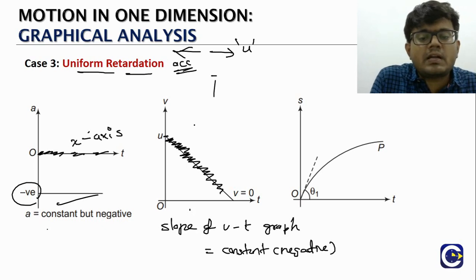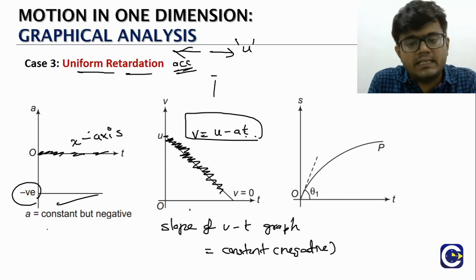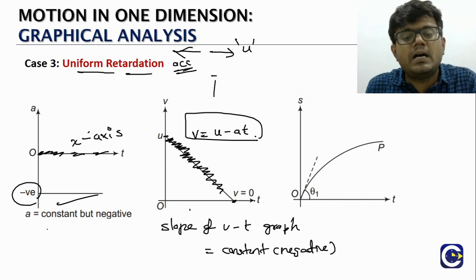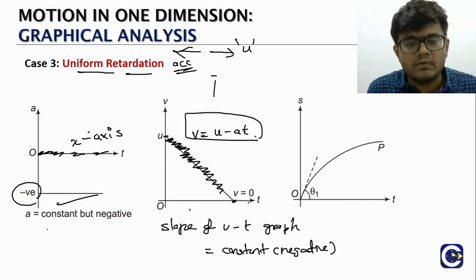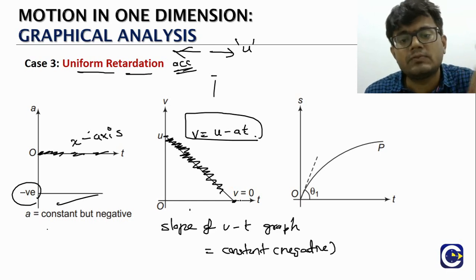So what will be the equation? We'll have v is equal to u minus at, because the acceleration will be negative. At some point of time the velocity will become 0. That is the time where the object will come to momentary rest. So it will be a straight line with a negative slope.